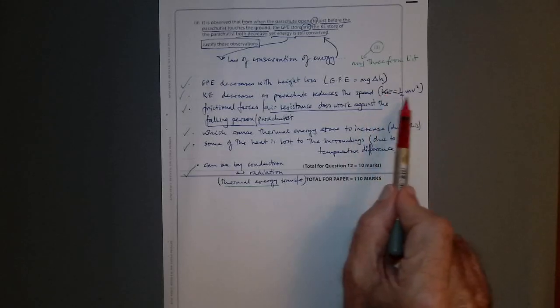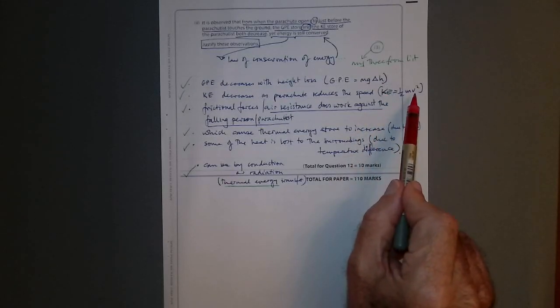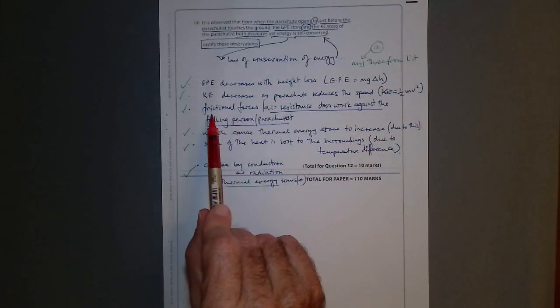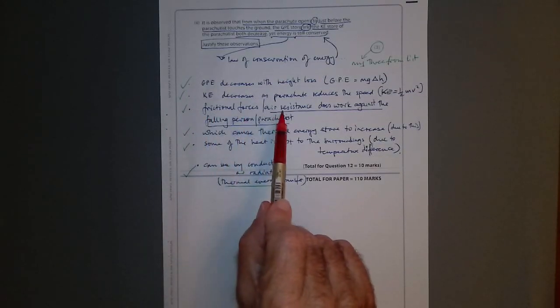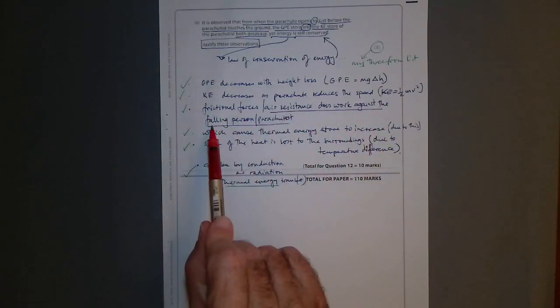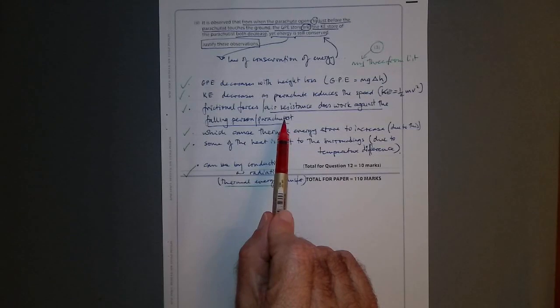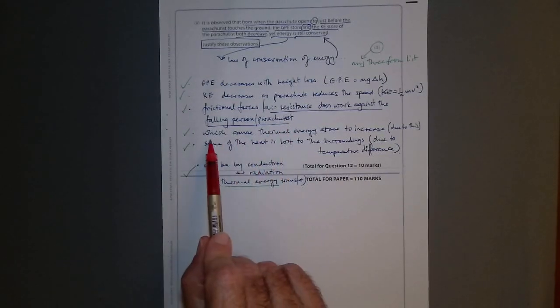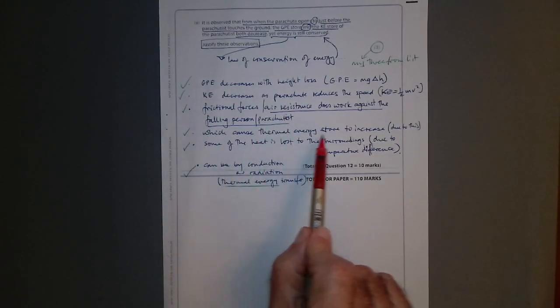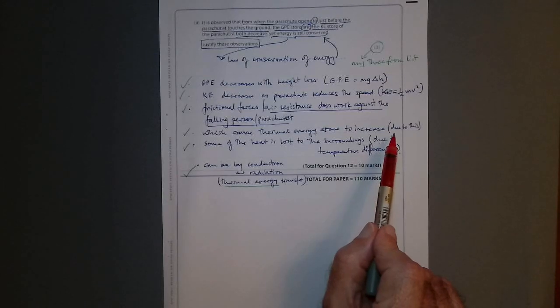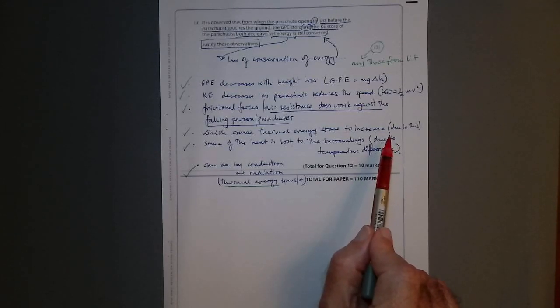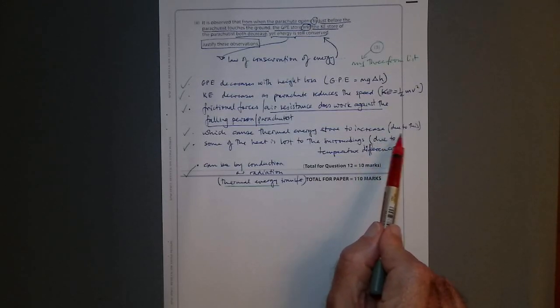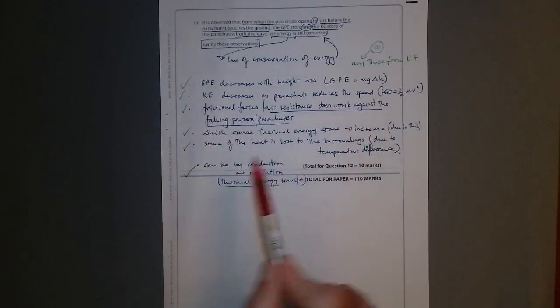You can put the equation in. Kinetic energy is proportional to speed squared. So both of these are decreasing. But frictional forces or air resistance work against the falling person slash parachutist, which causes the thermal energy store to increase. So any friction, remember, causes some heat even if you can't feel it, due to these frictional forces.